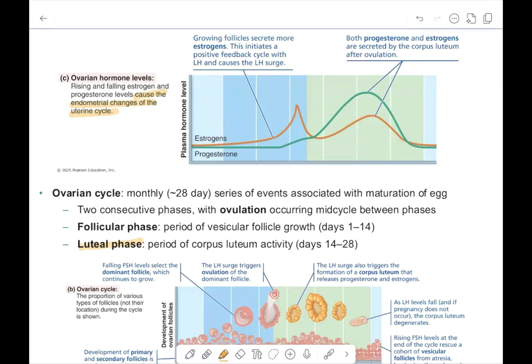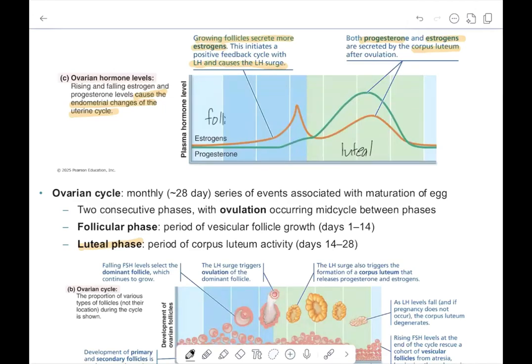Basically, what's going to happen here is the growing follicles are going to start to secrete more estrogens. And this initiates a positive feedback cycle with LH, and it causes the LH surge, which we're going to see in a little bit. Then during the luteal phase, which is right here, there's going to be an increase of progesterone and estrogen secretion by the corpus luteum. So that's why it's called the luteal phase. It's named after the corpus luteum.